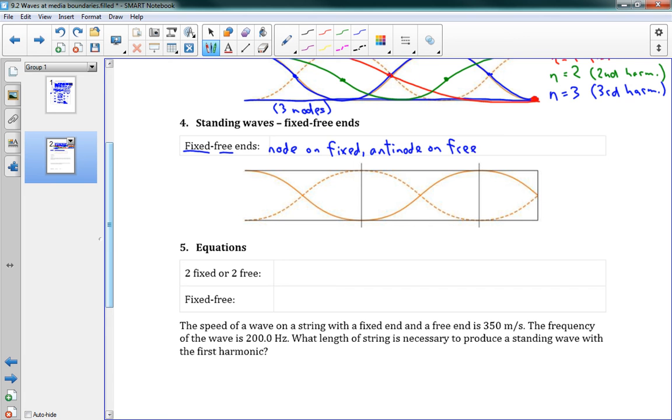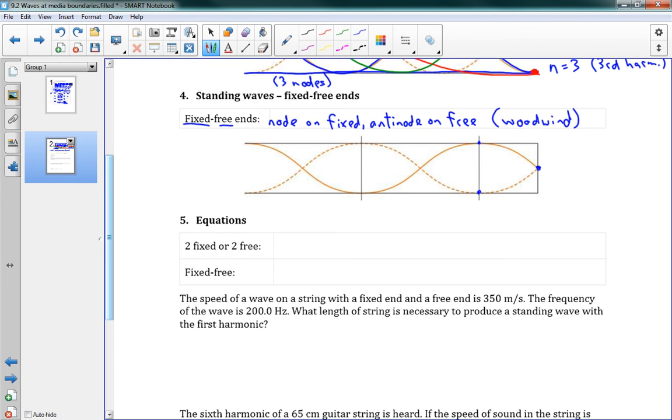Remember, node means it doesn't move at all. And antinode means that it's moving the most, so it's at a maximum or a minimum there. Okay, and we see this fixed-free situation the most in woodwind instruments, like clarinets, saxophones, that sort of thing.